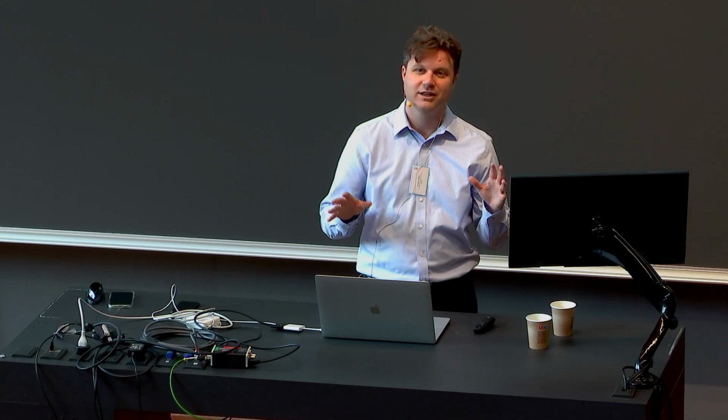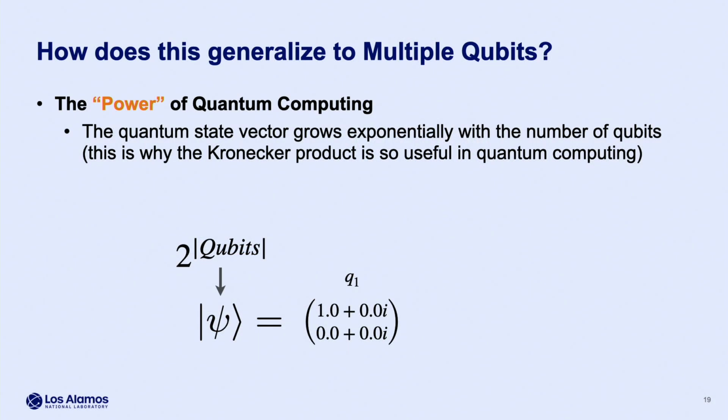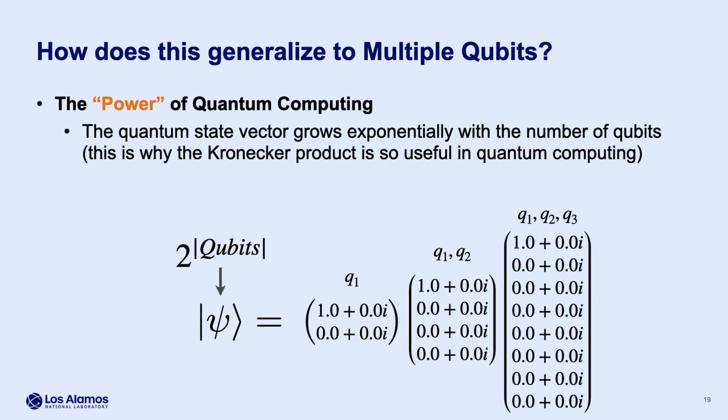Okay, so this is how it all works on one qubit. How does this generalize to multiple qubits? This is where the power, the excitement of quantum computing comes from. When you increase the number of qubits in the system, this vector grows like 2 to the power of the number of qubits. If we have 1 qubit, the vector we can reason over is 2 complex numbers. If I have 2 qubits, I get 4 complex numbers. If I have 3 qubits, I get 8 complex numbers.